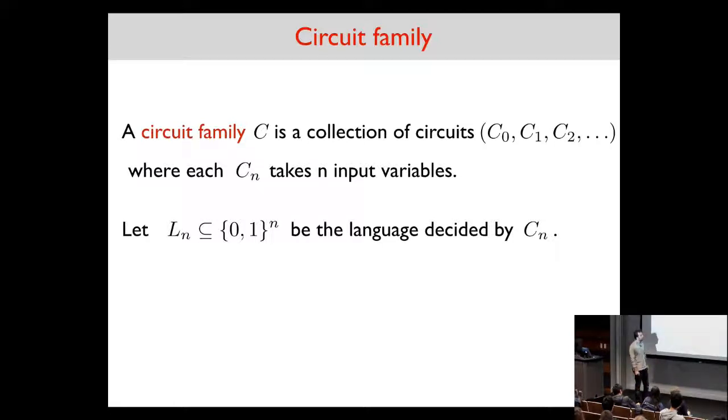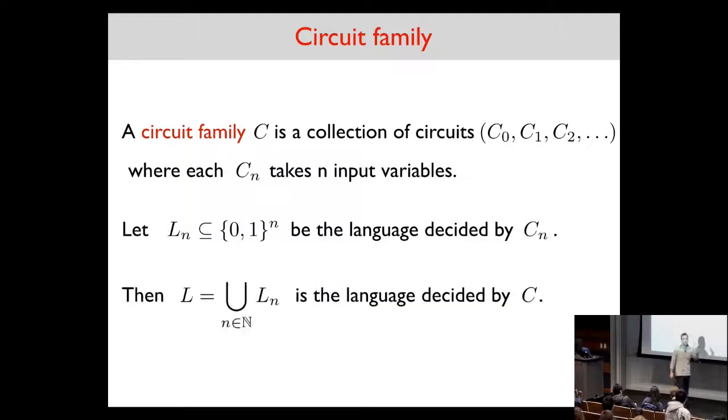And then you can say, okay, let L sub n be the language decided by C sub n. And then we can say the language decided by the circuit family is just the union of all these L sub n's. Nice, okay?